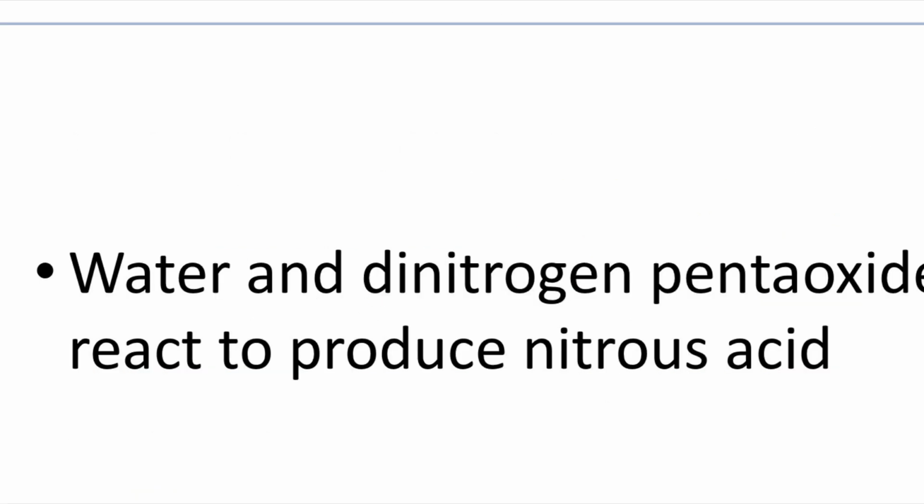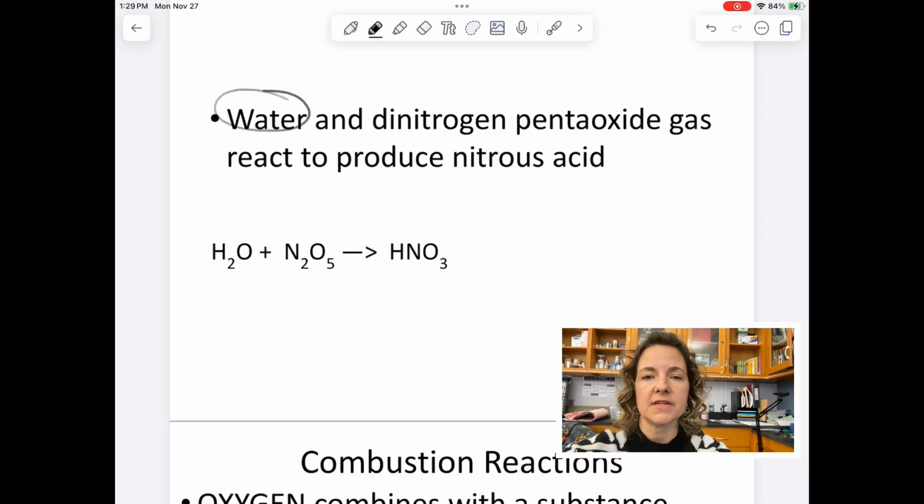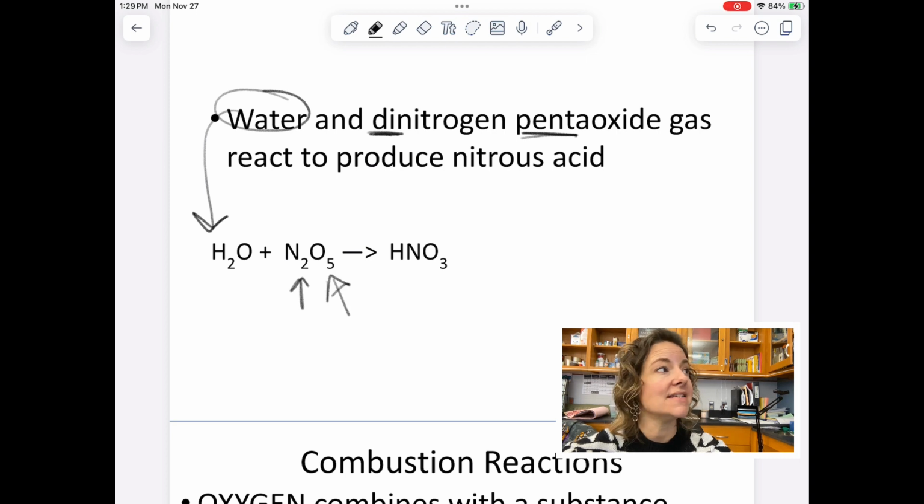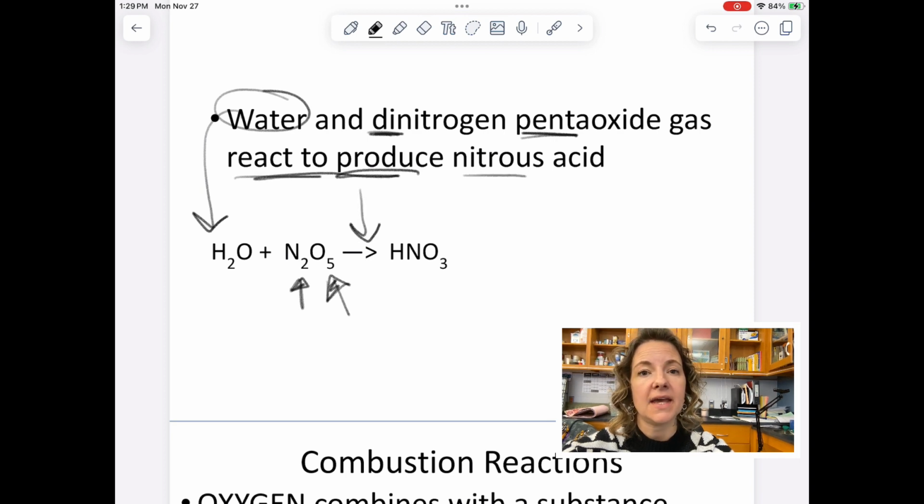We have water and dinitrogen pentaoxide react to produce nitrous acid. So again, you have to write the formulas correctly in order to show that this is a synthesis reaction. So our formula for water is going to be H2O. Then we need dinitrogen. So that's going to be N2. Pentaoxide, that's going to be O5. So our formula for dinitrogen pentaoxide is going to be N2O5, and then that's going to produce nitrous acid.